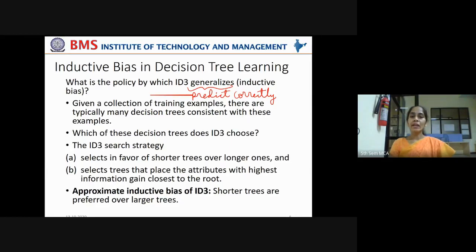Now, given a collection of training examples, there are typically many decision trees consistent with these examples, right? Now, when I give this 14 data points example again to you, not only one decision tree, but actually you can construct lots of decision trees, right? Say you just omit the outlook attribute. Then you can construct a different set of decision trees, right? Different shapes of the decision tree.